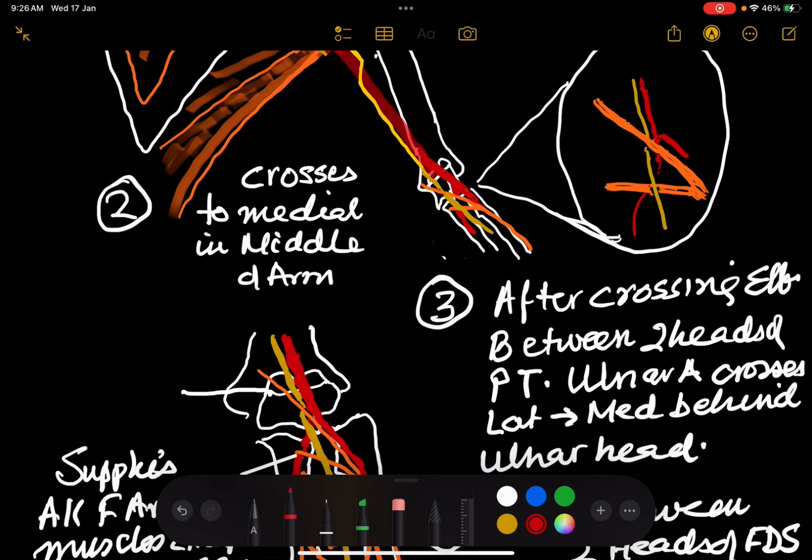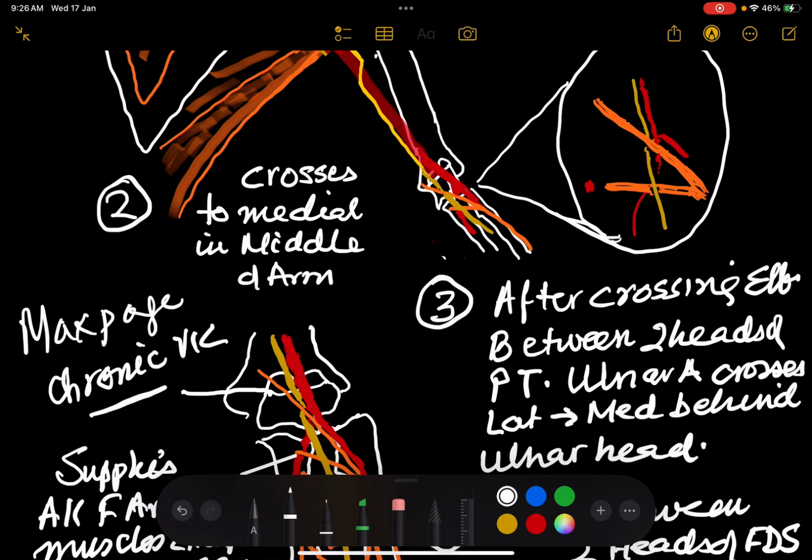ulnar artery. The ulnar artery will cross the median nerve from lateral to medial, separated from the median nerve by the ulnar head of the pronator teres. Now this is a very important relation, because you have to release the pronator origin in an operation called the Max-Page operation, which is done for chronic Volkmann's ischemic contracture.